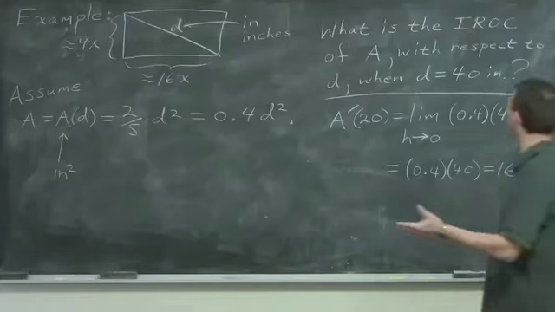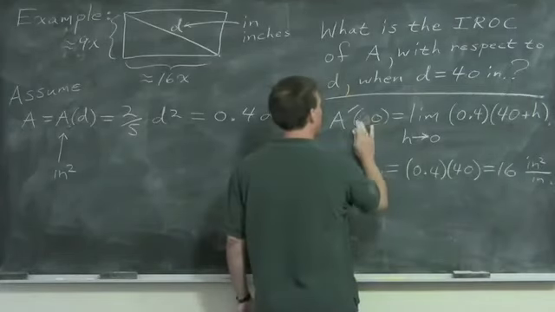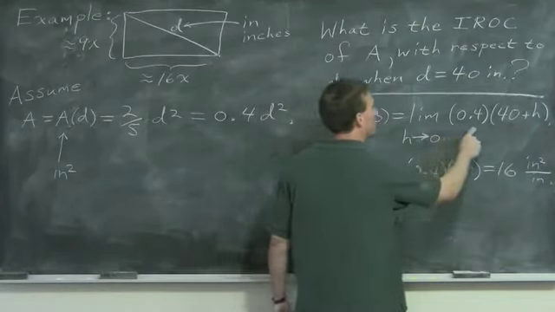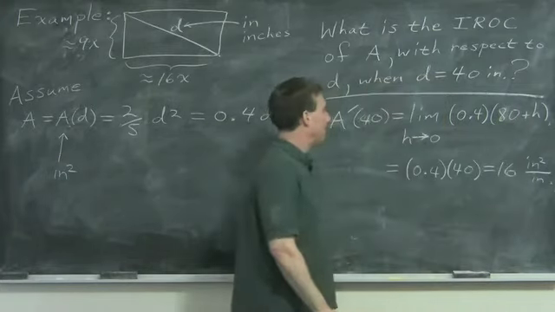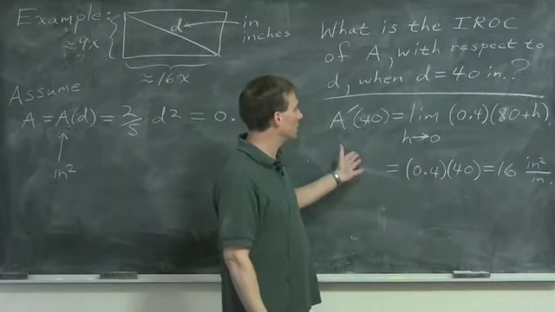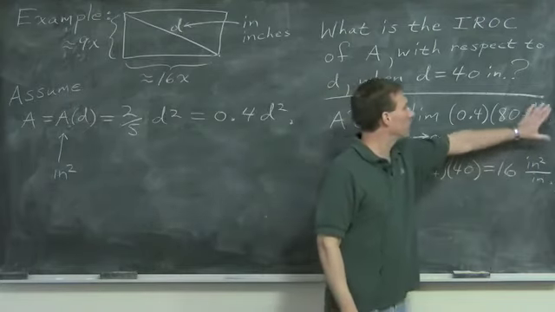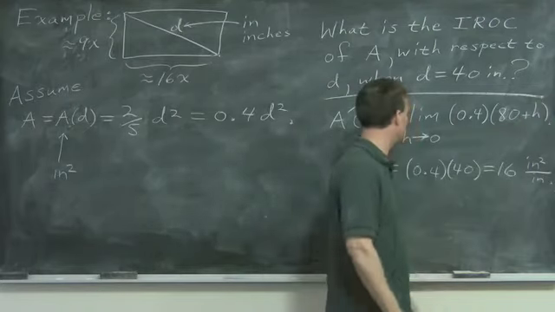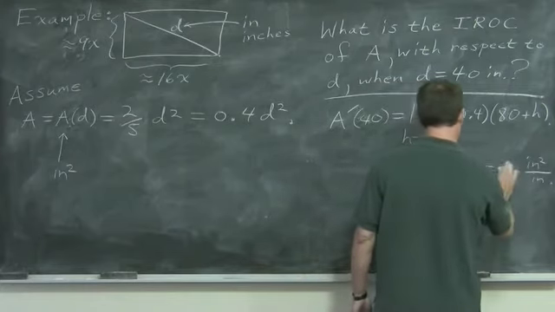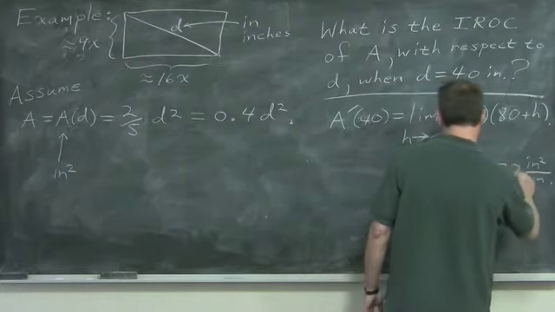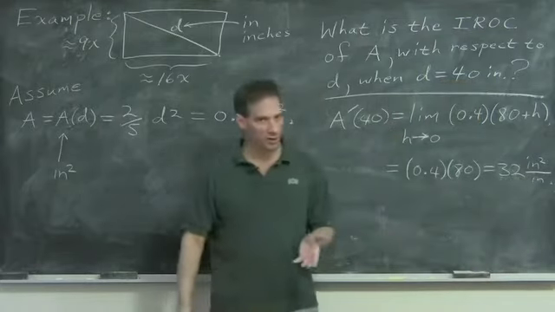So if we want A prime at 40, what we're getting is this, as h approaches 0. This approaches 80. This approaches 32, in square inches per inch.